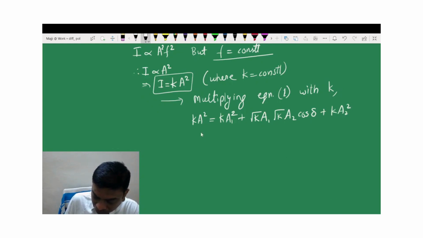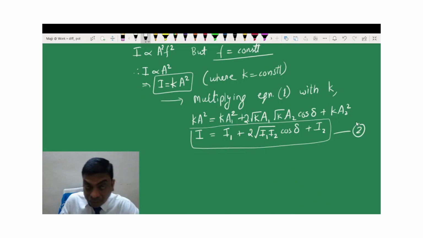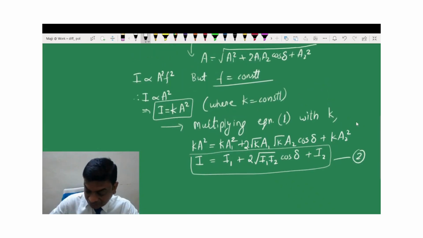Okay. So this will be the resultant intensity. This will be the intensity due to the first wave. Here I missed a 2, students, sorry. So this will be 2 times the square root of the intensity of the first and the intensity of the second, multiplied by cos delta, plus I2. Okay. This is the second equation. So you have to memorize this formula, students.